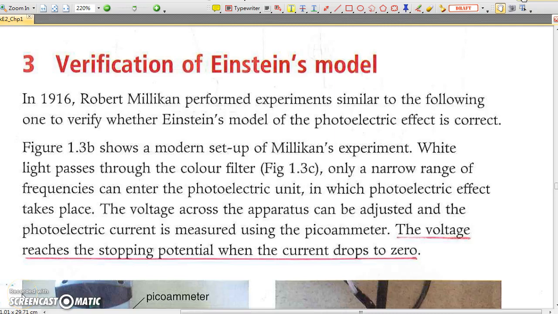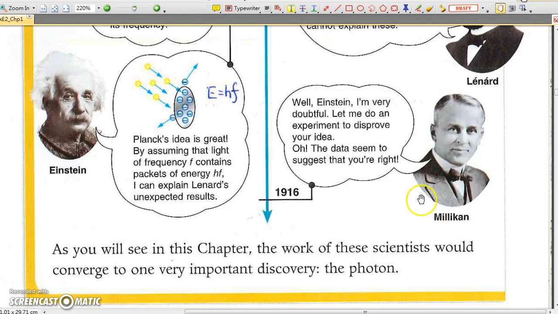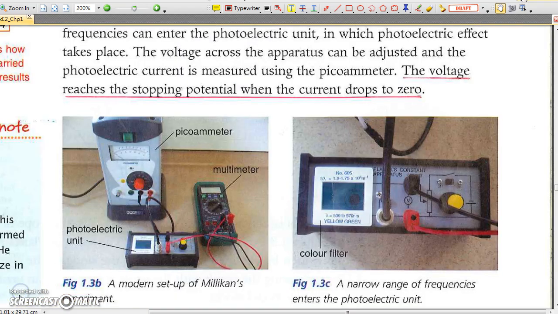Verification of Einstein model. In 1916, Robert Millikan performed the following experiment in order to disprove Einstein model of photoelectric effect. And what is interesting is, his experiment finally turns out to prove Einstein is correct. The experiment makes use of a photoelectric unit in which there is a color filter so that a very narrow range of frequency of EM wave may enter the photoelectric unit.